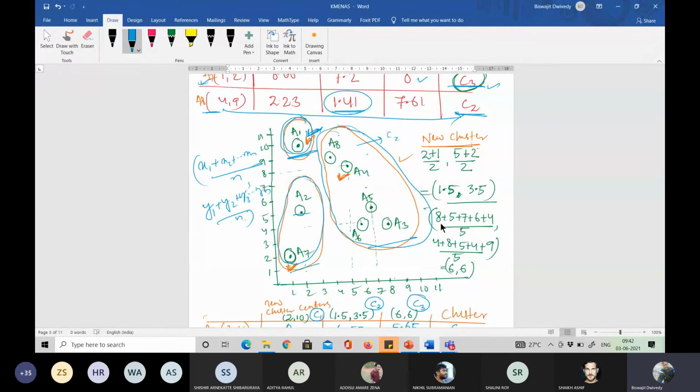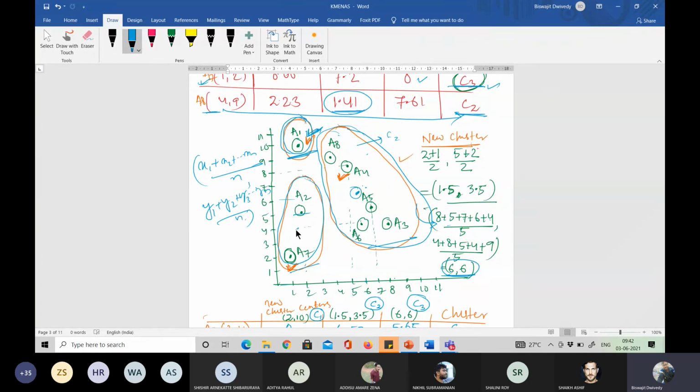So here you can see the updated, or new, cluster center: 8 plus 5 plus 7 plus 6 plus 4 by 5. This is the cluster center of this one, meaning the x coordinate is this one and the y coordinate is this one. After calculating, the value I'm getting is 6, 6. You can find 6 on this axis, and 6 on the other axis here somewhere. So this is the new, updated cluster center.